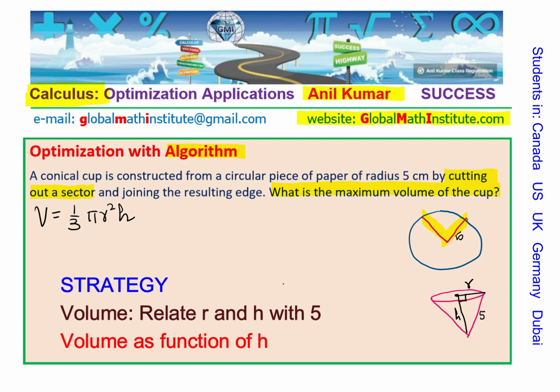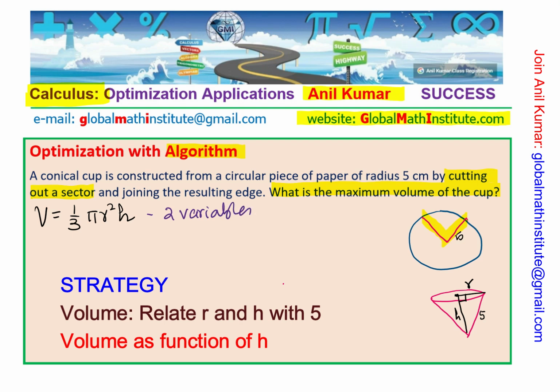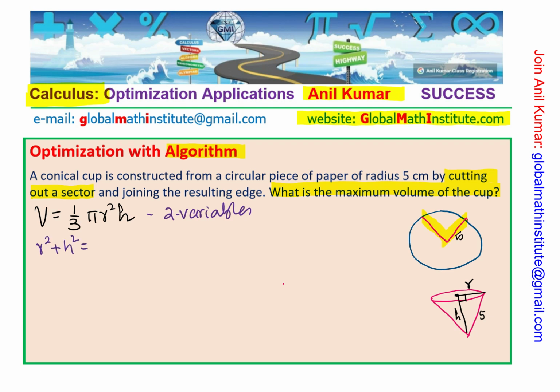So we have a formula for volume which needs to be maximized. However, this is in two variables. Correct? Our focus should be in writing this as a function of one variable. Okay, so we can relate r and h with Pythagorean theorem. Correct? So let's relate. R square plus h square equals 5 square. So r square equals 5 square minus h square.